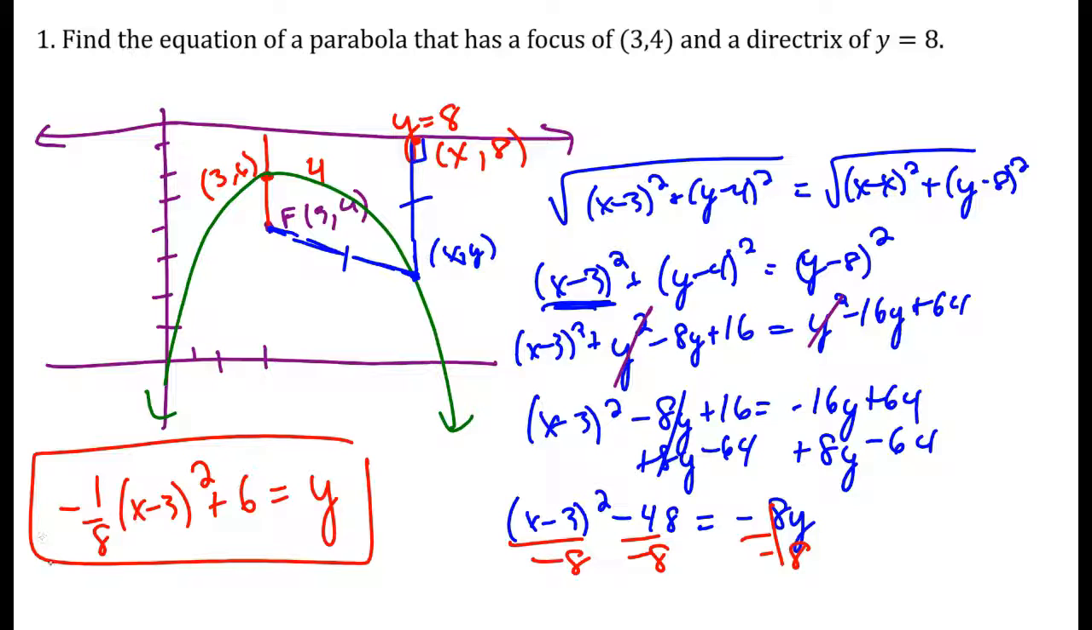It's concave down because the a value is negative. I shifted it right 3 and up 6. Right 3, up 6, there's the vertex right there. So this is the parabola. This is the equation of the parabola that has a focus of (3, 4) and a directrix of y equals 8. All we have to do is make this picture and then use the distance formula.